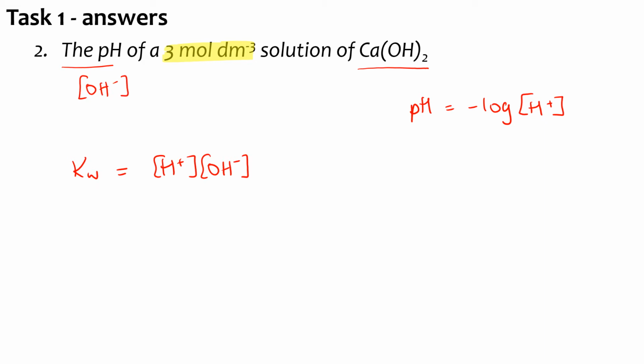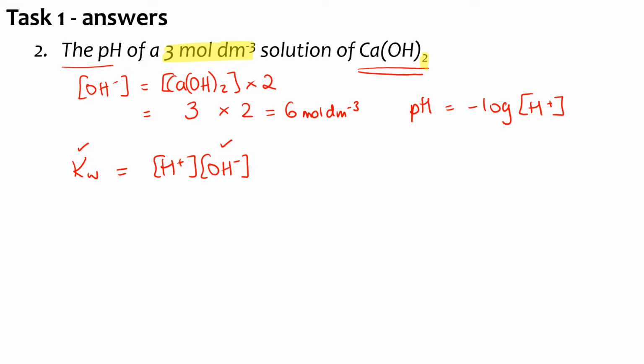Now, this is calcium hydroxide, Ca(OH)2, and this means that in every calcium hydroxide there are 2 OH minuses. So the concentration of calcium hydroxide is actually going to be multiplied by 2 to give us the concentration of OH minus. So concentration of OH minus is going to be 3 times 2, or 6 moles per decimeter cubed. So that's the concentration of OH minus.